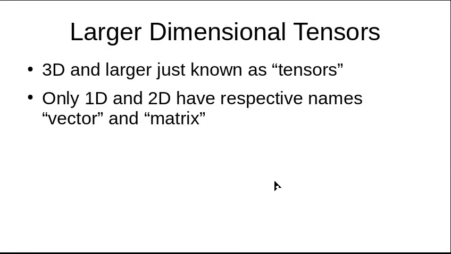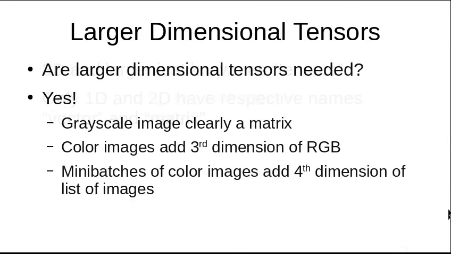We've looked at one-dimensional and two-dimensional tensors. 3D and larger tensors are just known as tensors. Only the one-dimensional and two-dimensional tensors have the respective names vector and matrix. All larger tensors are simply described as tensors. Are there actually use cases of larger dimensional tensors? Yes, there certainly is. Here's an example.